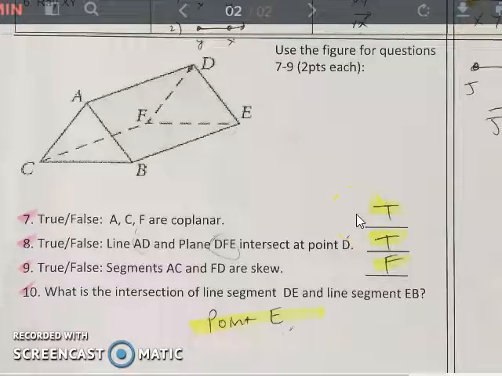Question number 8. Sarah, can you read that for us, please? Class, do they touch? They do. They touch there at point D. So that's true. Also notice if you looked at the letters there, the only letter they have in common is D.